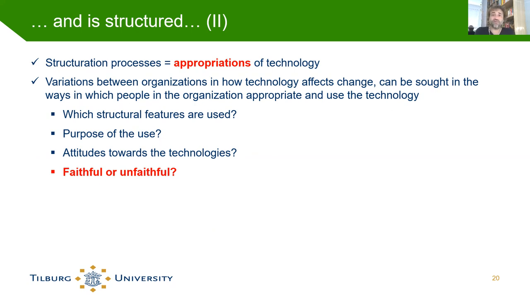Finally, faithful and unfaithful relates to how a technology is appropriated. If a technology is exactly used as intended, then we say the appropriation is faithful. If a technology is completely used differently than intended, then we call that an unfaithful appropriation of technology. So again, the example of the phone was an example of an unfaithful appropriation of the technology, using it completely opposite to how it was intended.